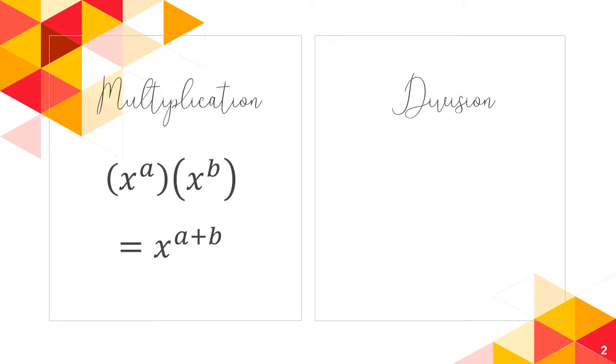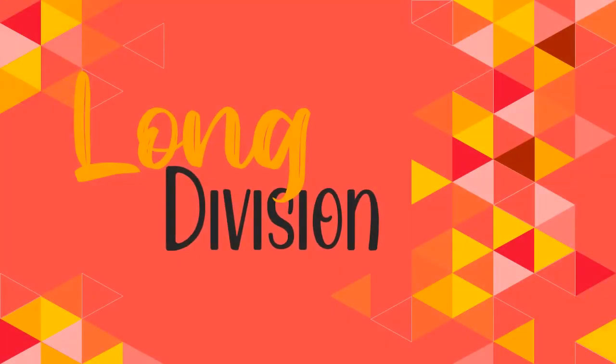On the other hand, when dividing two polynomial functions, say for example we have x raised to a over x raised to b, that is equal to x raised to a minus b. Now, if in multiplication we add the exponents, in division we subtract the exponents. Let's first discuss long division.